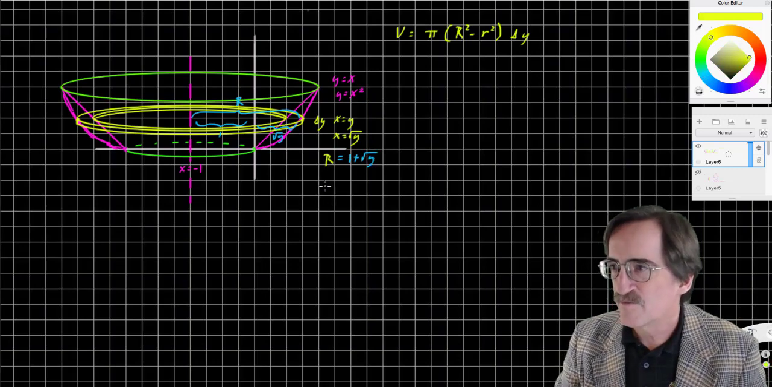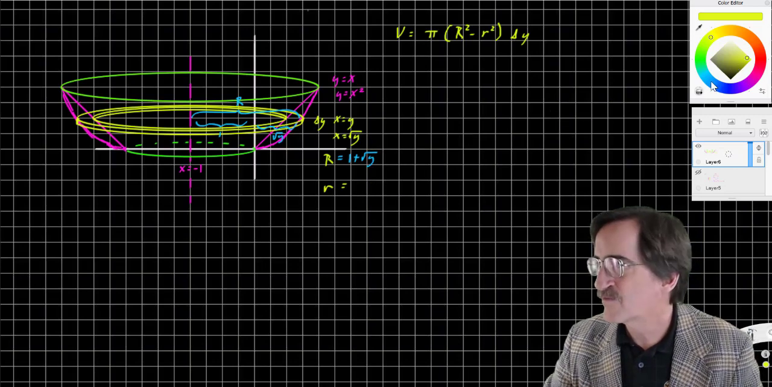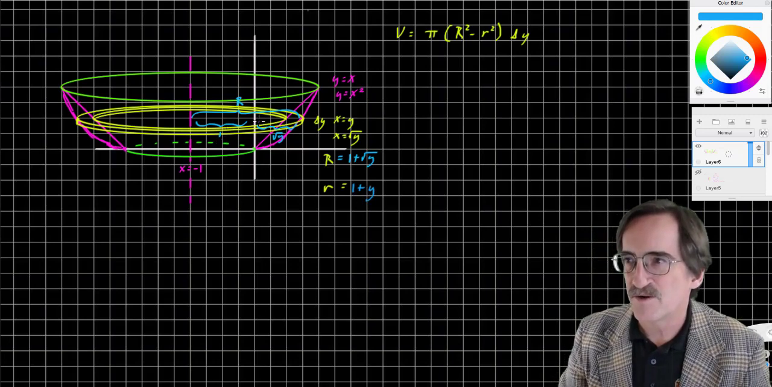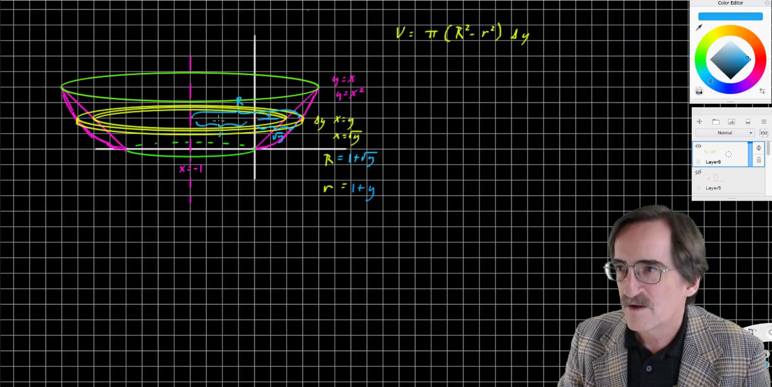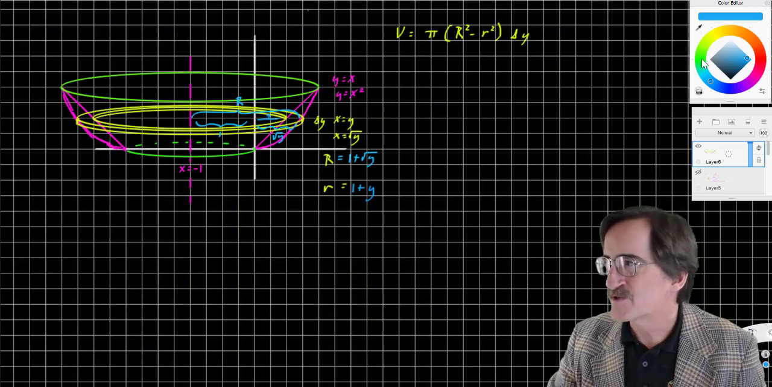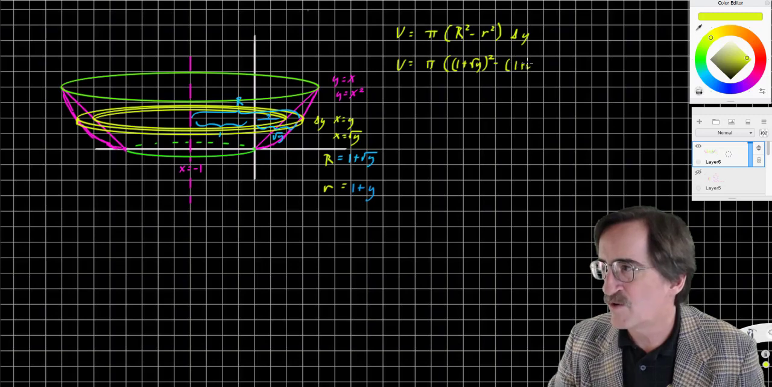Likewise, little r is 1 plus y. And that's really important to understand here, that this distance is y, and this distance is 1, so it's 1 plus y. And let's substitute that. So the volume is pi times big R squared, where big R is 1 plus root y, minus little r squared, 1 plus y squared, delta y.